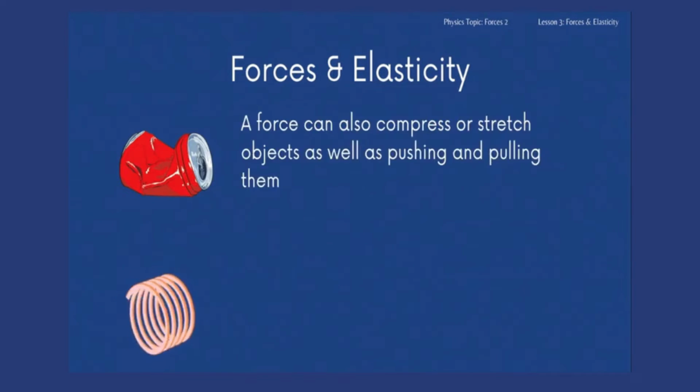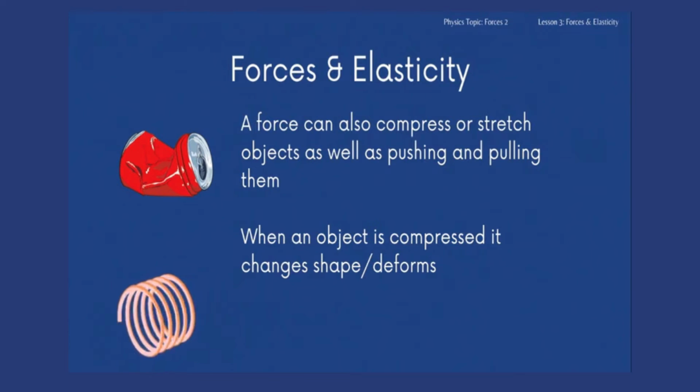So what we need to think about is the fact that a force can also compress or stretch objects, as well as pushing and pulling them. Stretching meaning make them bigger, stretch them out. You wouldn't necessarily stretch that can out, but you would stretch the spring. And compress. So you can compress the spring back to be smaller, and you would also compress the can. You can compress the can to be smaller too.